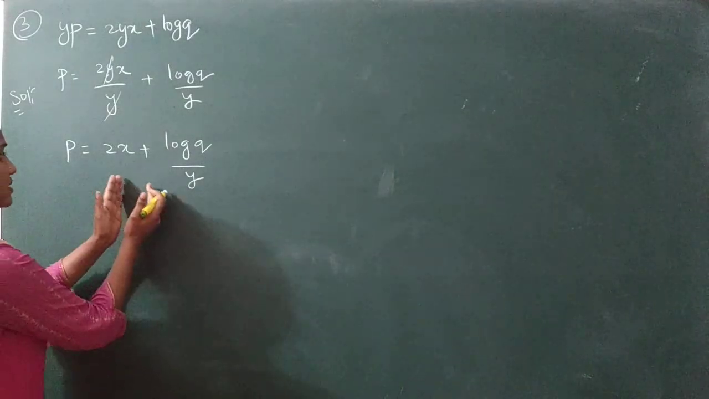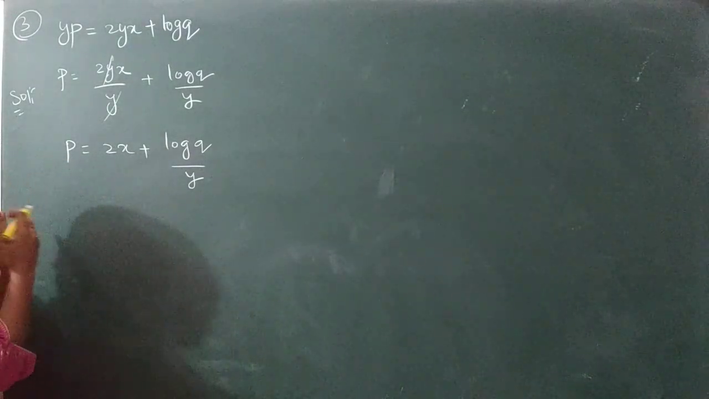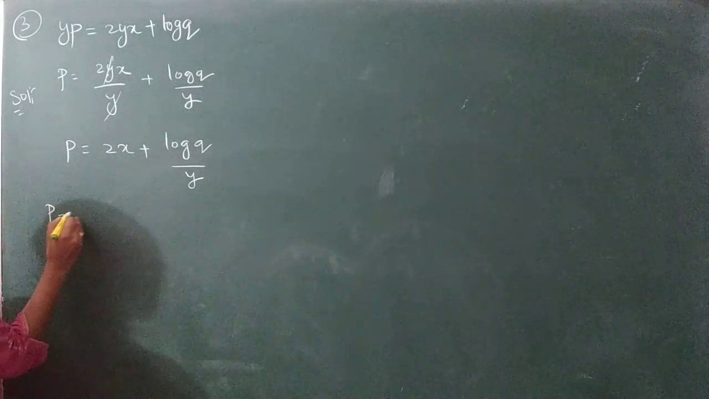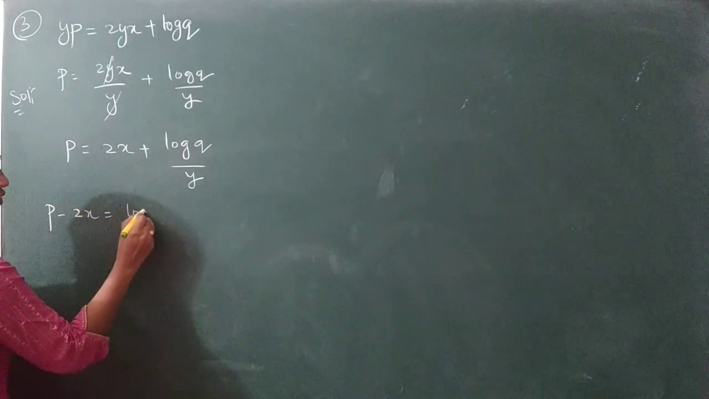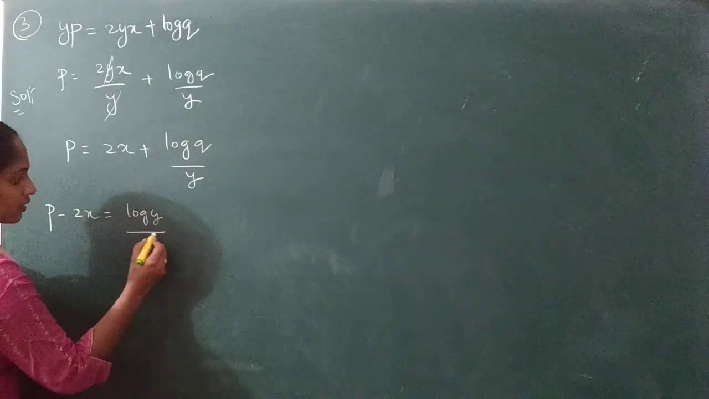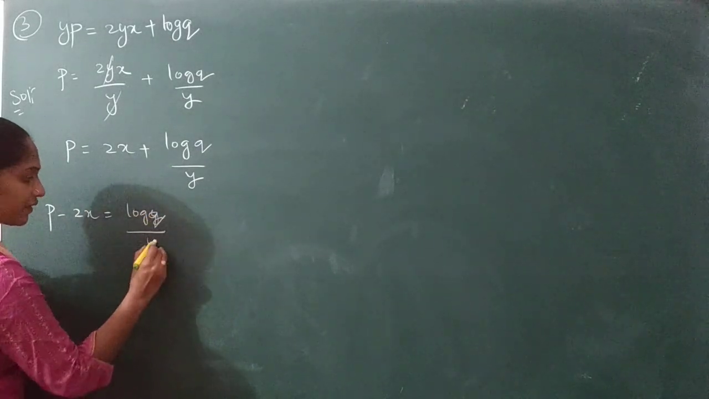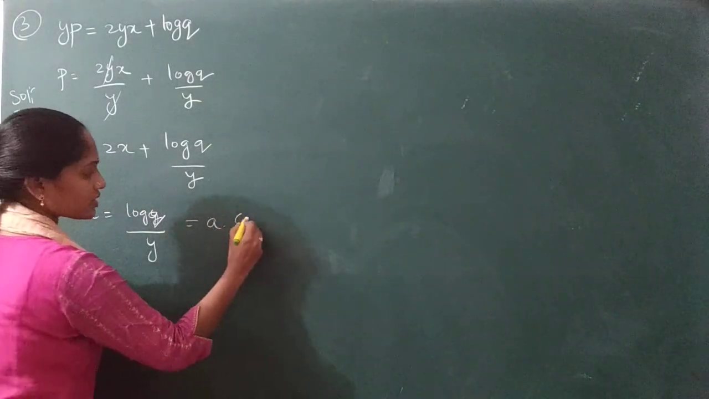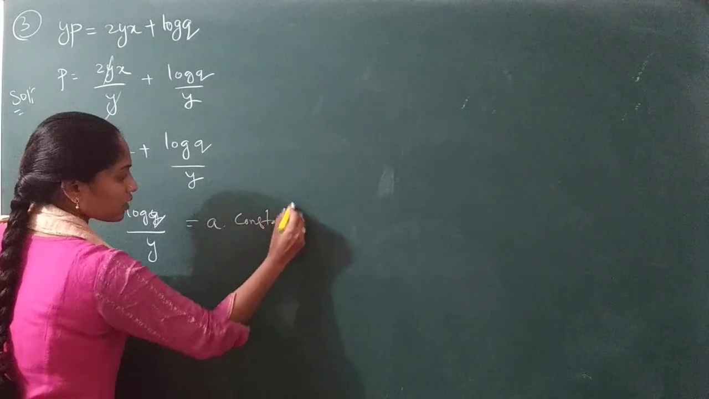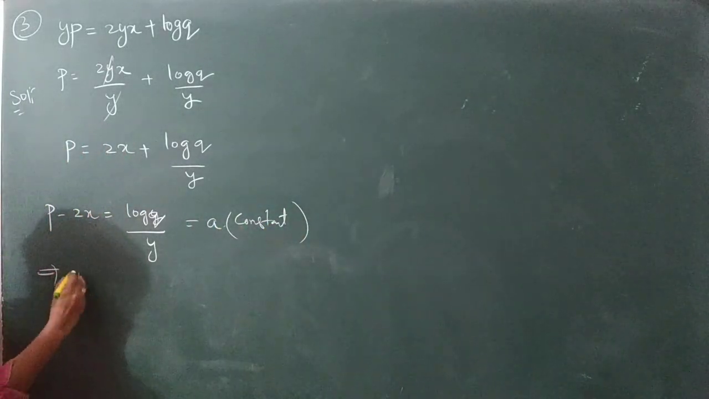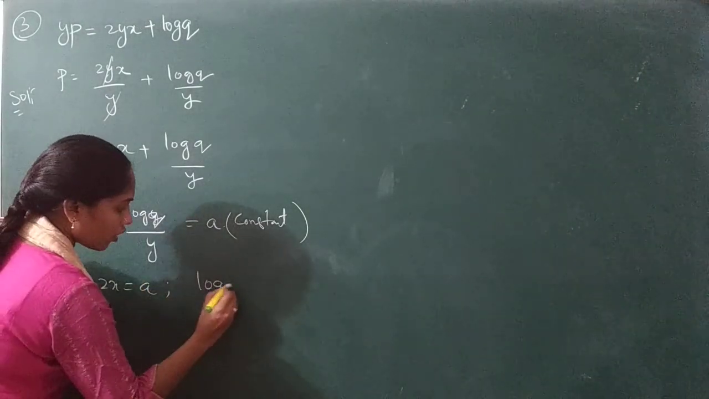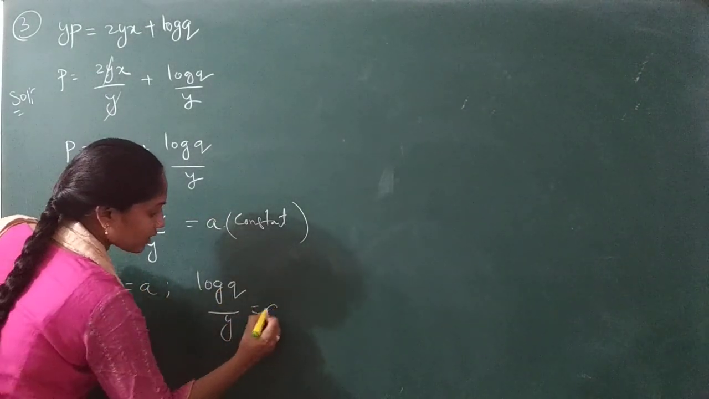So next, what you have to do? You have to separate the x terms, x comma p, and the y terms, y comma q. If you take the 2x to the LHS, p minus 2x is equal to log q by y. So next, you have to take this as some constant, say a. So again, separate these two equations with the constant: log q by y is equal to a.